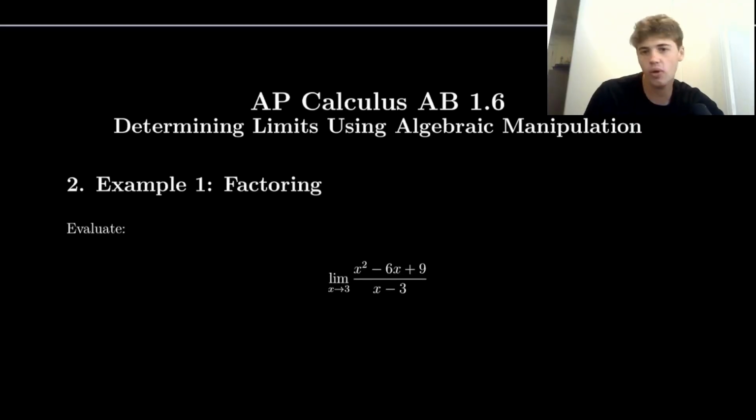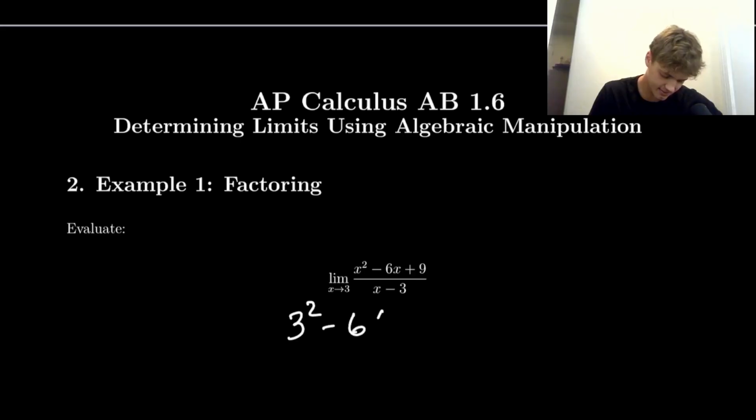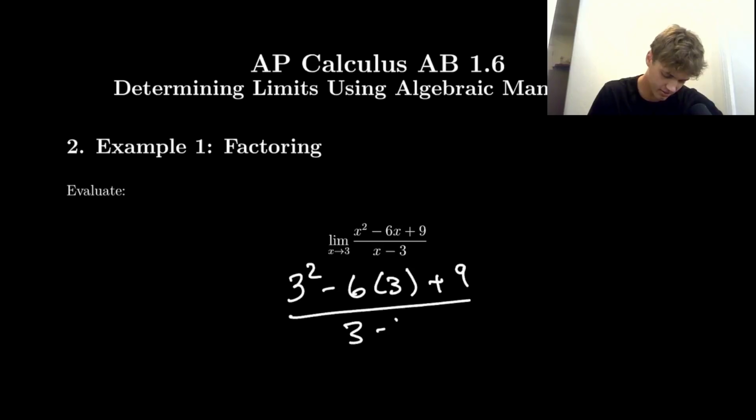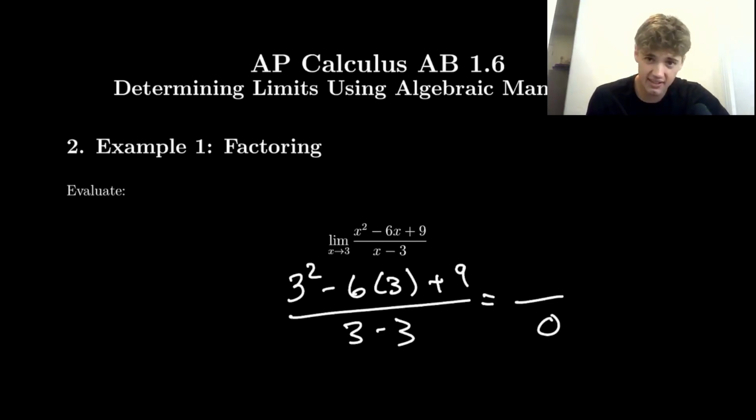So let's pretend that we just try to use direct substitution. We plug in this value as x approaches 3 into this function. So we're going to get 3 squared minus 6 times 3 plus 9, all over 3 minus 3. Well, 3 minus 3 is clearly 0, so we know the bottom equals 0. Now for the top. 6 times 3 is 18. 3 squared is 9, so we have 9 minus 18, which is negative 9. And negative 9 plus 9 is 0 as well. So we get this 0 over 0.